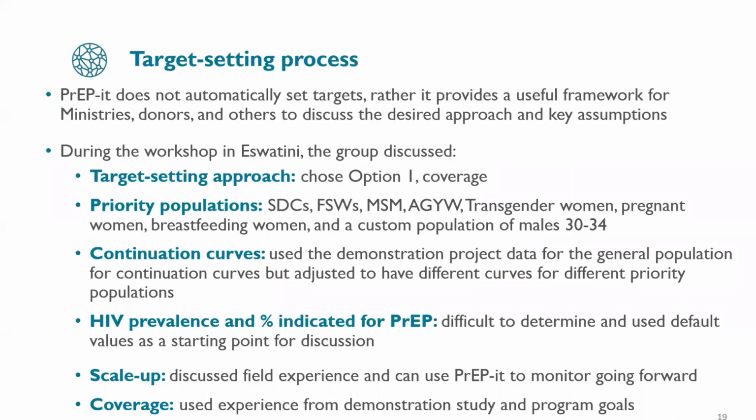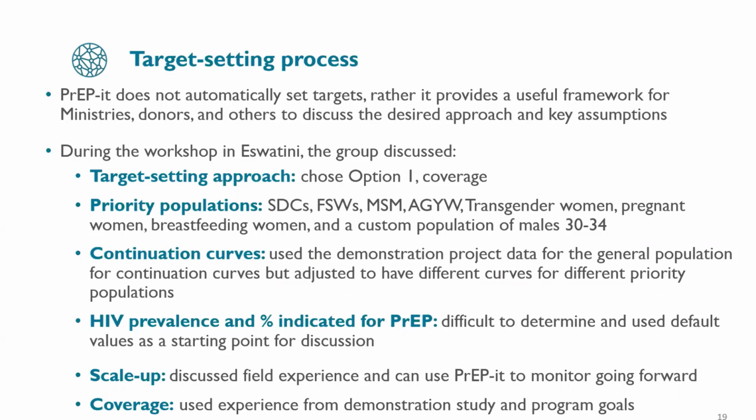Then in terms of the priority populations, as I've alluded, we did identify about 8 populations based on our demonstration project. So during the process of target setting, we considered their population sizes per population group. We also considered the HIV prevalence, which we got from our local data. Where we didn't have data, we considered what is available globally. However, I must say, when we wanted to determine the percentage indicated for PrEP within this population, that one was very difficult. We ended up using the default figures to start the discussion and consider the dynamics of these groups.